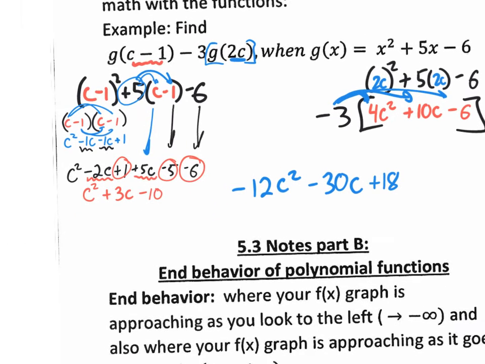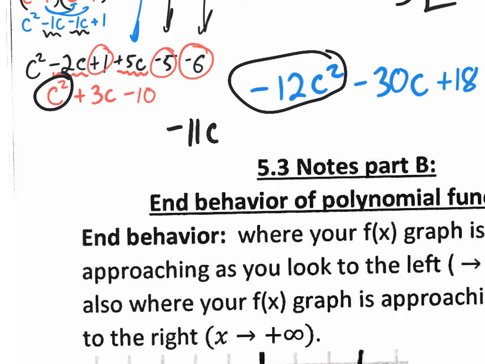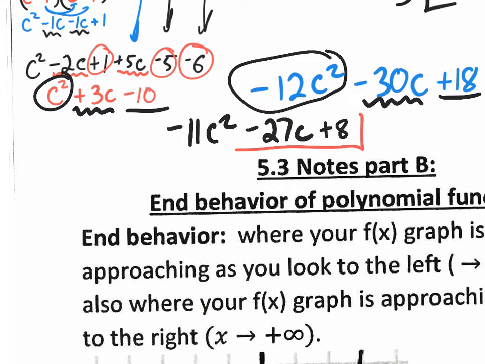Now that we have this answer right here in red and this over here in blue, now we could combine both. So we're going to begin with the c squares, the highest exponent term. So what is c squared minus 12c squared? Minus 11c squared. Thank you. And then how about 3c minus 30c? There you go. And last but not least, that minus 10 with the plus 18. Plus 8. That's the entire answer right there.